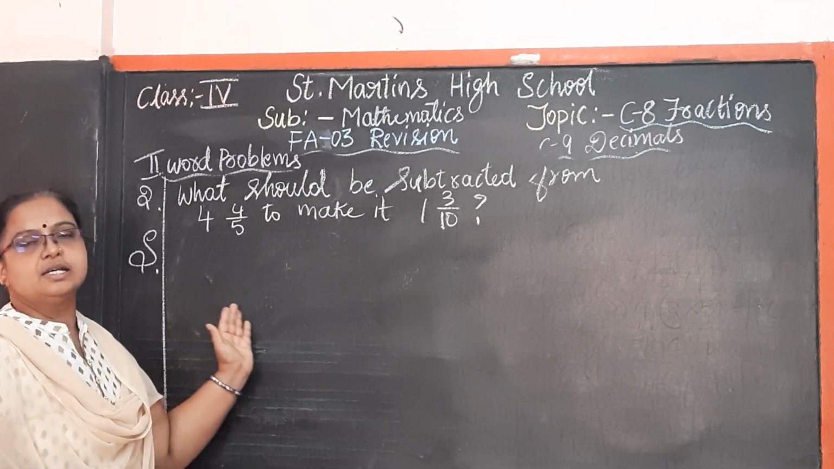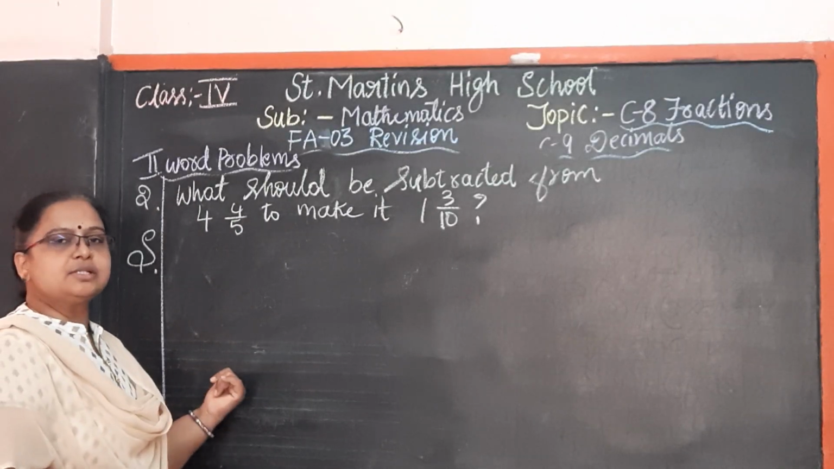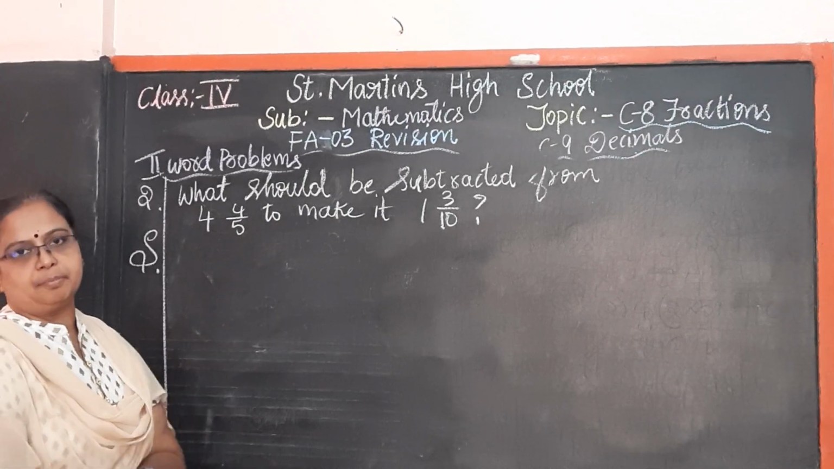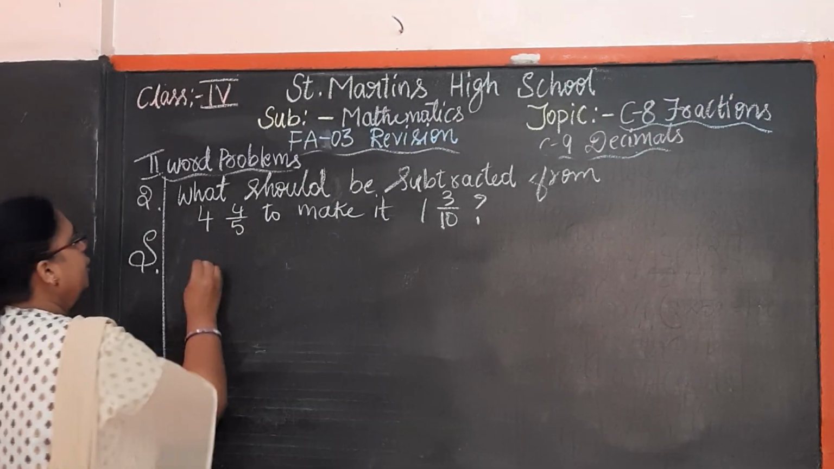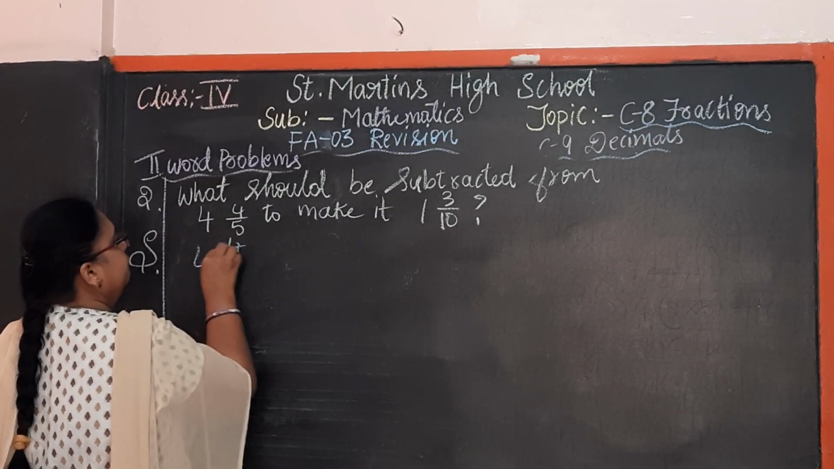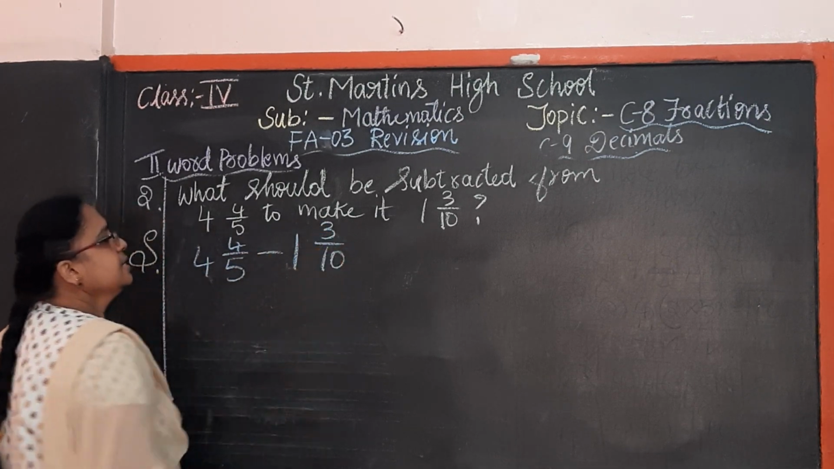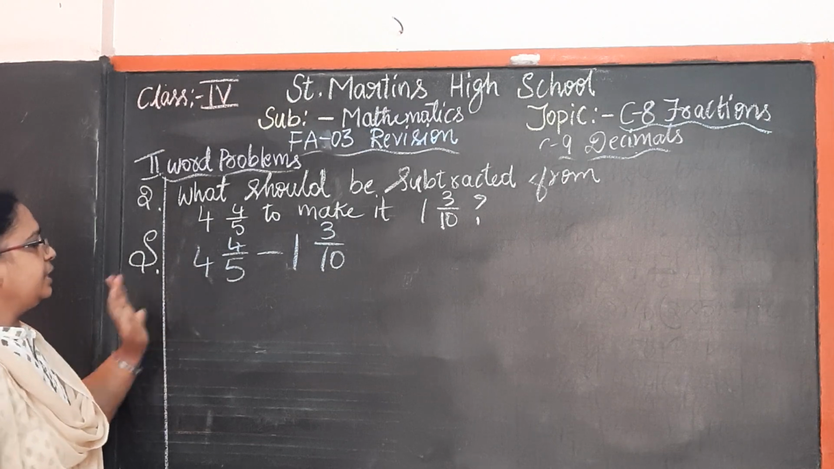Then we have to further subtract. Before, we have done addition sums. In the same manner, we have to do this subtraction. Understood? Yes. 4 by 5 minus 1 3 by 10. This is the sum, children. We have written the sum.